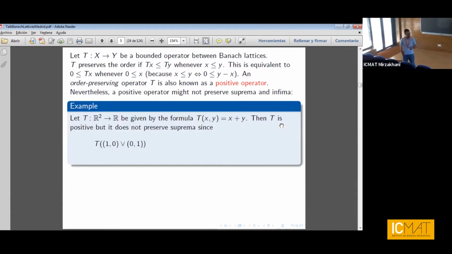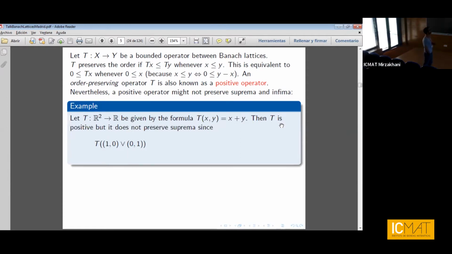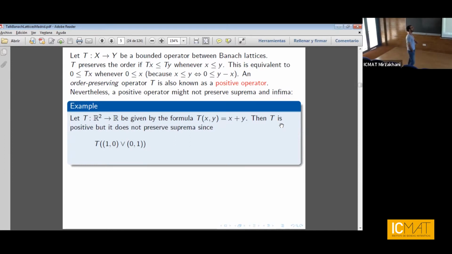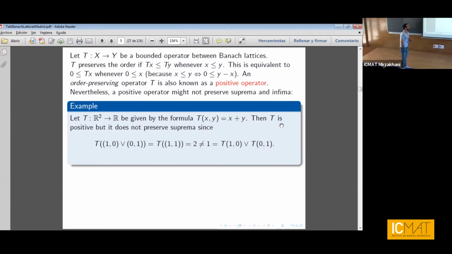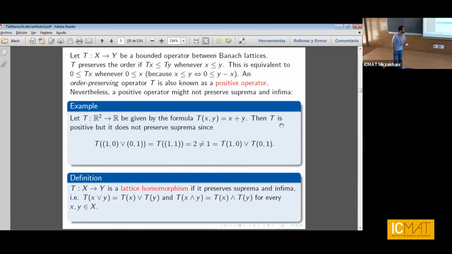Here is an example. If you take the operator from the real plane to the real line which just sums the two coordinates, then this is of course positive, but it does not preserve suprema, since T of the supremum of the two canonical vectors of the basis is equal to two, and this is not the same as the supremum of the evaluations, which is one. So, as Timur Oikhberg did in his talk, it is more natural when dealing with a class of Banach lattices to consider lattice homomorphisms. So we also assume that T does not only preserve the order, but also preserves suprema and infima.